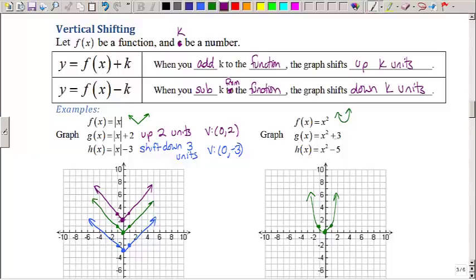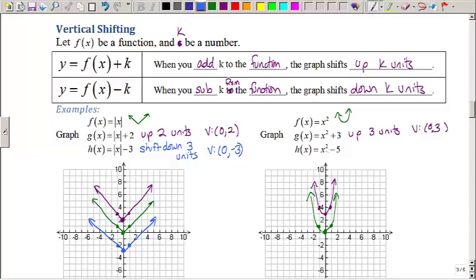G of x is equal to x squared plus 3. This plus 3 on the outside tells me that I'm shifting up 3 units. When I shift my vertex up 3 units from 0, 0, my new vertex would be at 0, 3. Then you can shift your key points up 1, 2, 3, 1, 2, 3. Notice from the vertex, I'm still going right one, up one, left one, up one. It may look like it's a little bit skinnier. It's really not. It's only that you're seeing less of the graph.